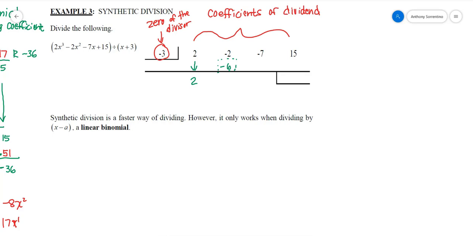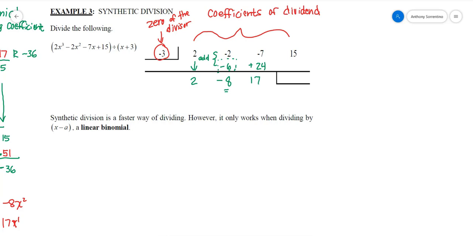I'm going to now, and here's another major difference, add these two together. So negative 2 plus negative 6 is a negative 8. Once I get a new number down here, I'm going to multiply that by the negative 3 up here. I'm going to get a plus 24. I really don't need to put a plus sign there, but I am going to add the numbers together, which gives me a positive 17.